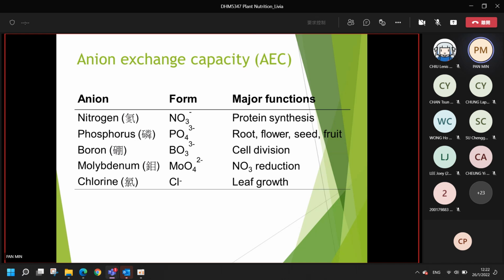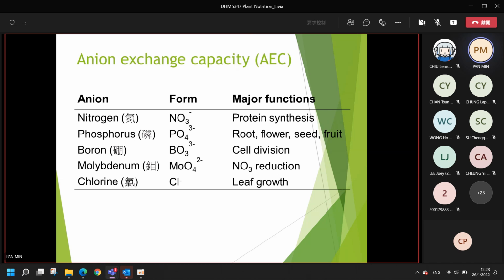After talking about the CEC, there is also the AEC. We call AEC the anion exchange capacity, because for the essential nutrient ions, not just the cation form, for other macronutrients and micronutrients, some of them also show up in the anion form. For example, nitrogen always shows up as nitrate and nitrite, the anion form. It's also very important for nitrogen fixation and assimilation. We will mention it in the following lecture.